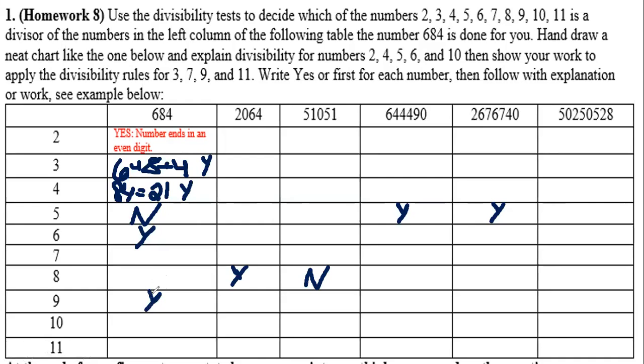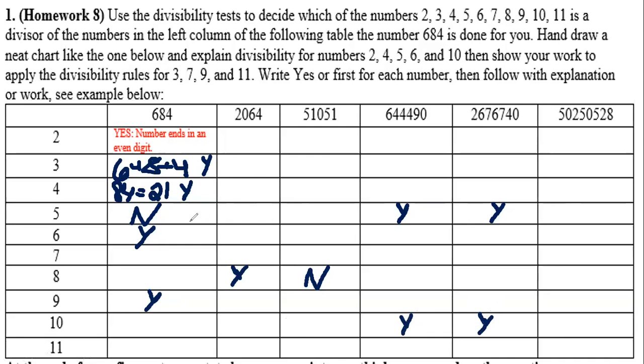The divisibility rule for 10 is that the last digit must end in a 0. No ifs, ands, or buts. Last digit must be 0. So the only 2 numbers that would even be divisible by 10 would be our 644,001 and our 2,000,001.